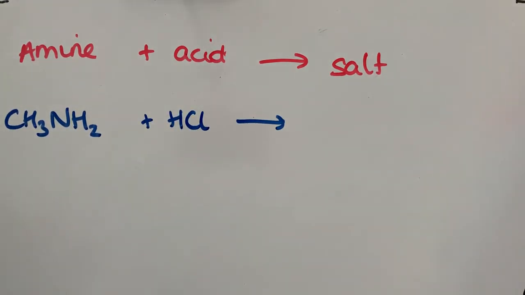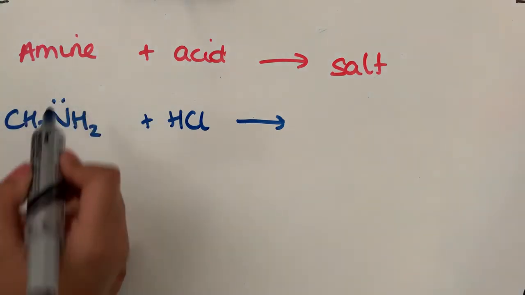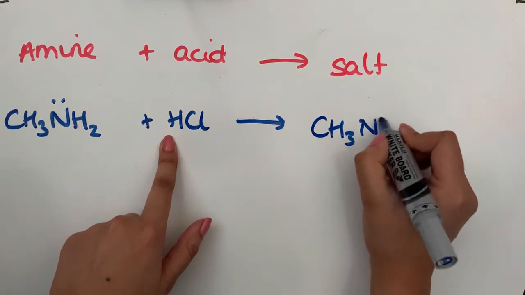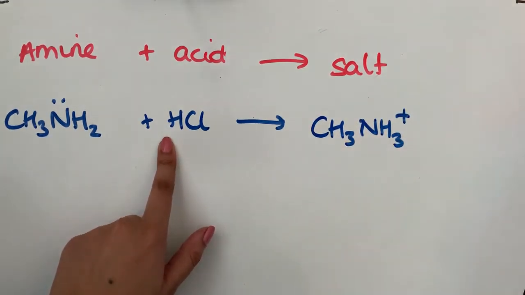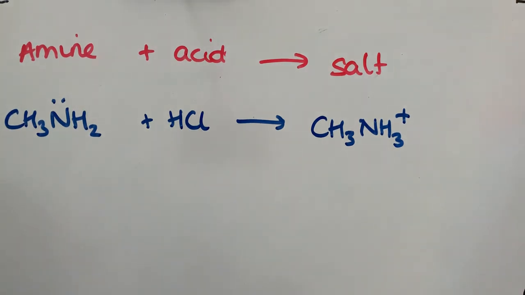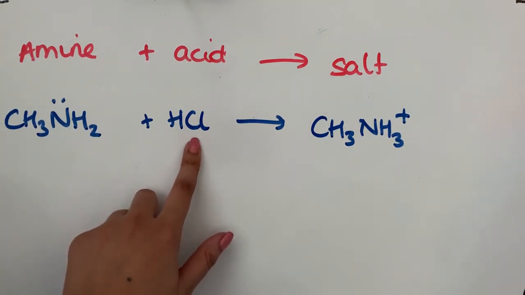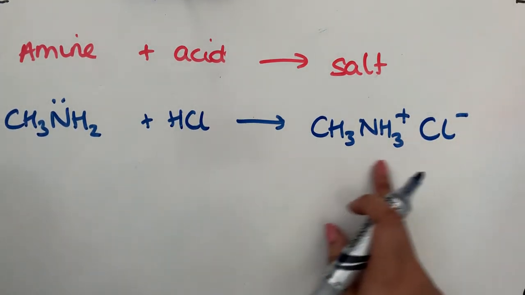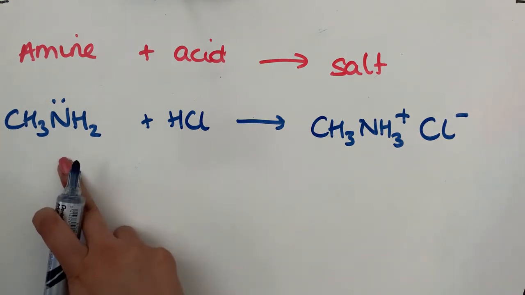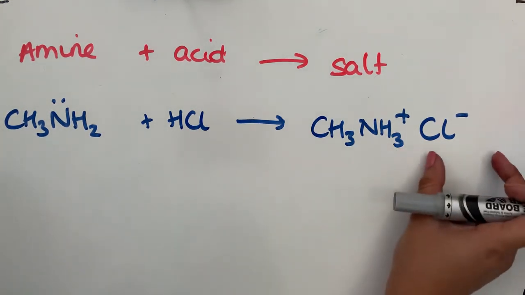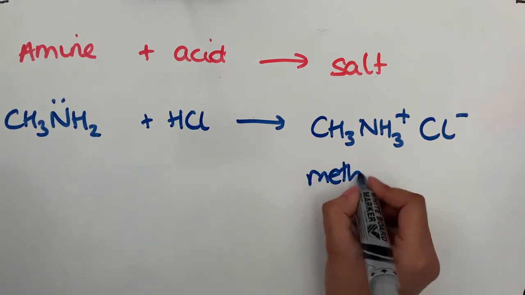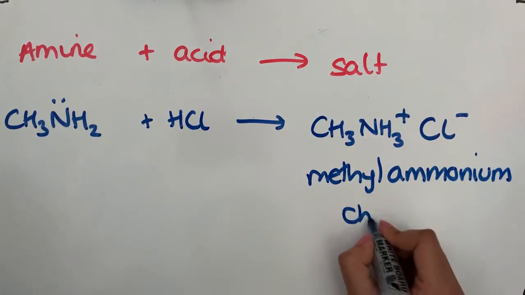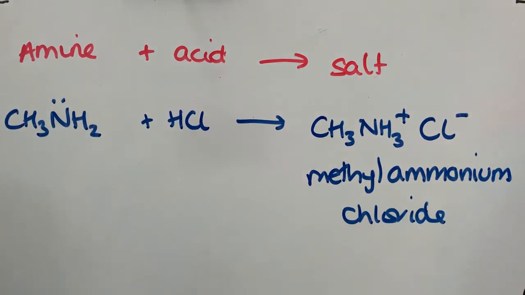That's going to form a salt, because remember the lone pair of electrons is going to accept the proton from that, and that's going to form CH3NH3+. It's going to form methyl ammonium. But remember, we've still got that chloride ion hanging around as well. So that's going to come over here and form a salt. If that's methylamine, that's methyl ammonium, that's chloride. This over here is called methyl ammonium chloride, and that's the name of our salt.